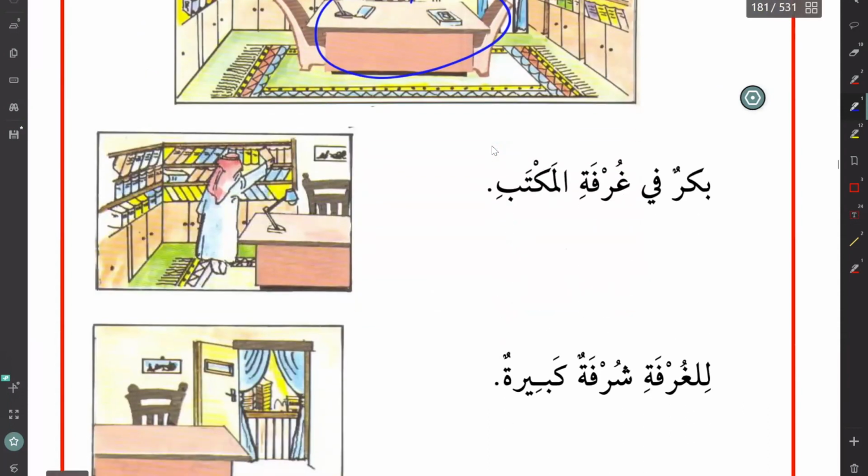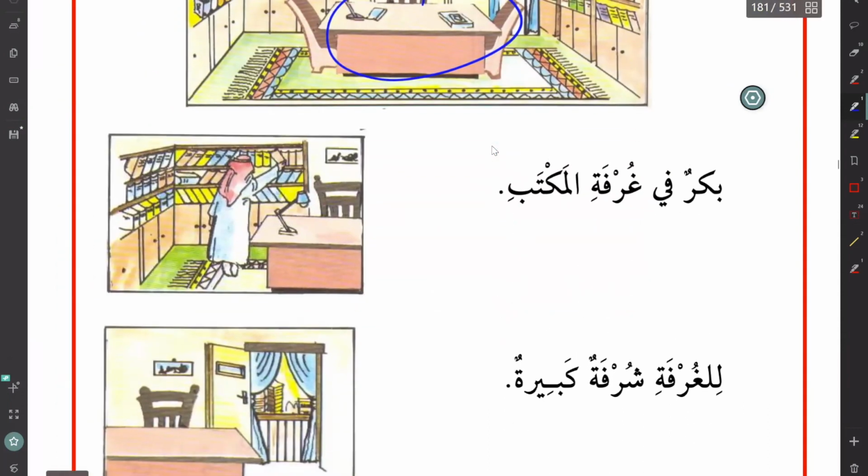Now, the first sentence we have is bakrun fi ghurfatil maktab. Bakr is in the office room. It's a very simple sentence, right? Inshallah, we understand everything that's happening here.